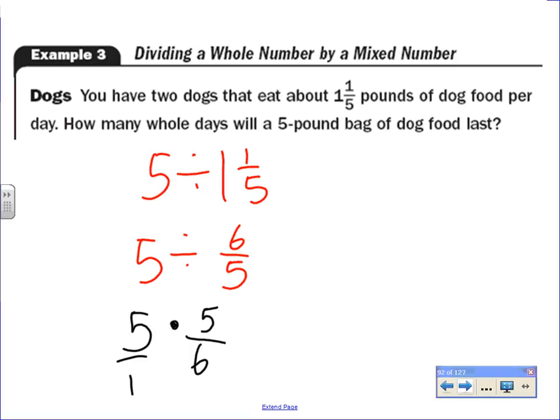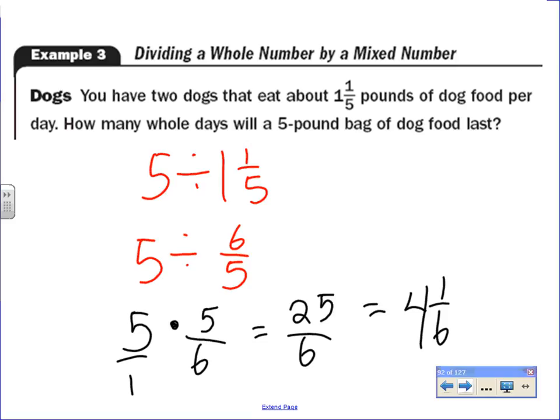Okay, Evan, is there anything that we can cross simplify? Nope. So multiply across the top, across the bottom. We get 25/6. We can convert that to a mixed number. Amberly, what mixed number is that? Good, 4 1/6. Now, the question asks how many whole days is that going to last?